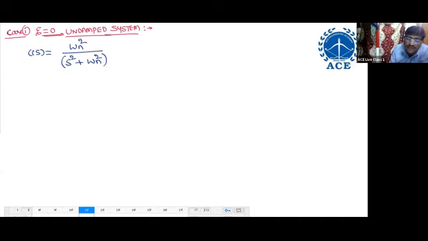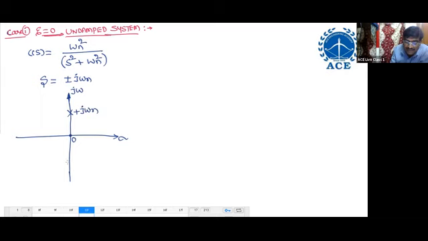Locate the poles in the S plane. What are the pole locations? S equal to plus or minus j omega n. Locate in the S plane. S equal to plus j omega n, and the other one minus j omega n.